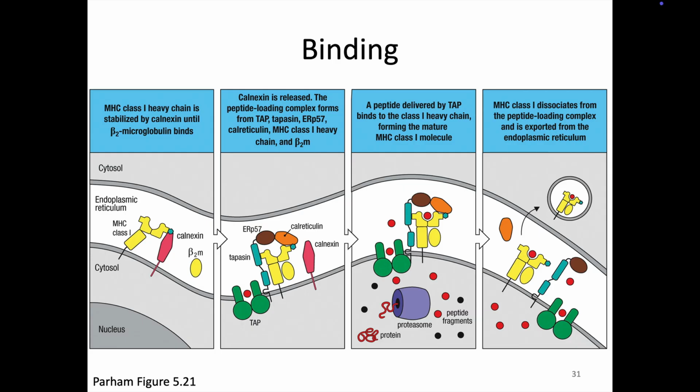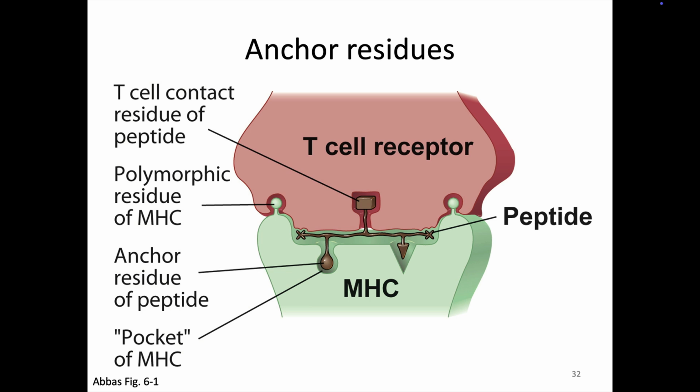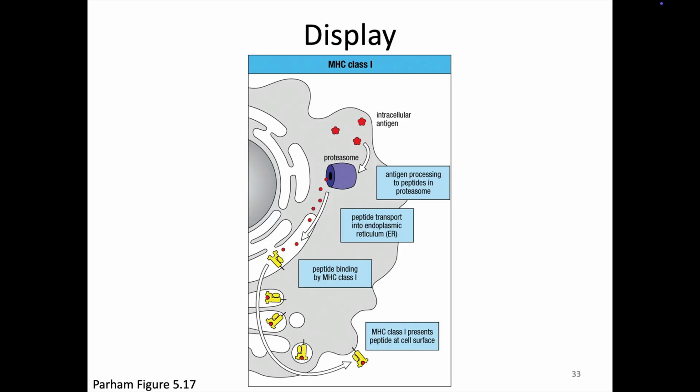And so now you can see tapasin is holding TAP next to class 1. Now we can get our peptides onto class 1. Basically, if the peptide has the right anchor residues, it binds, and it binds with good affinity. So we just get binding through good biochemical principles if we have good anchor residues.